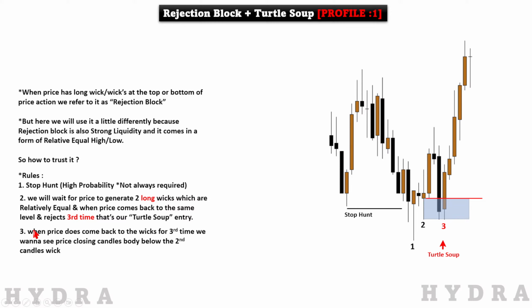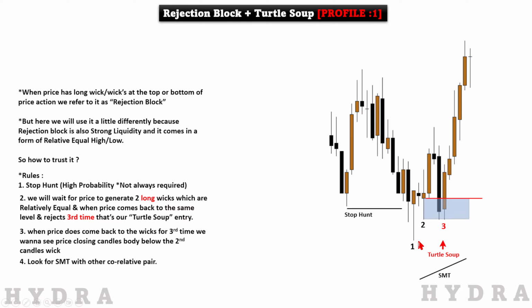So our third rule is when price does come back to these wicks for the third time, we want to see price closing a candlestick body below the second wick, and this is where price gives you a turtle soup entry. You wait for price to close a candlestick body below the second wick, and as soon as you see it, you enter at this candle with your buy.